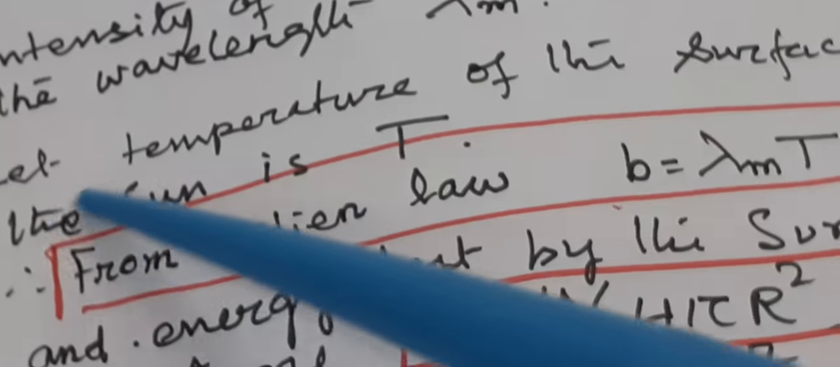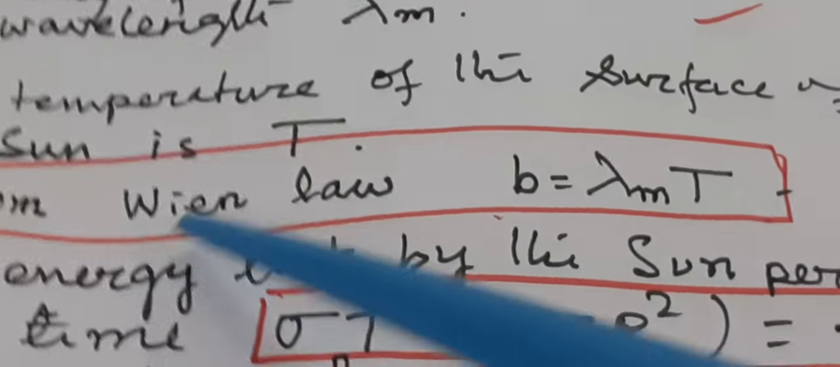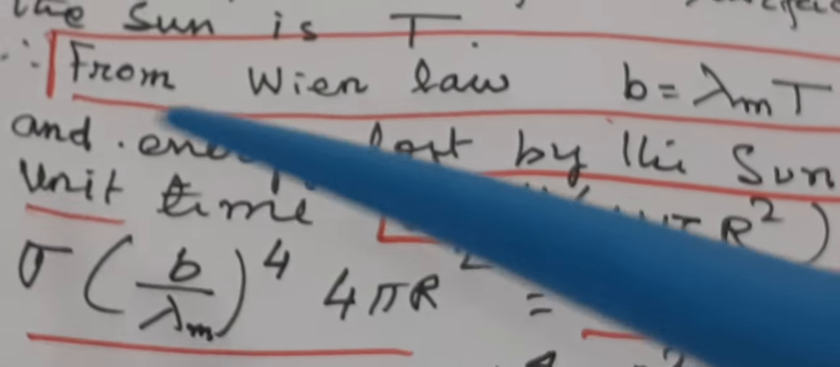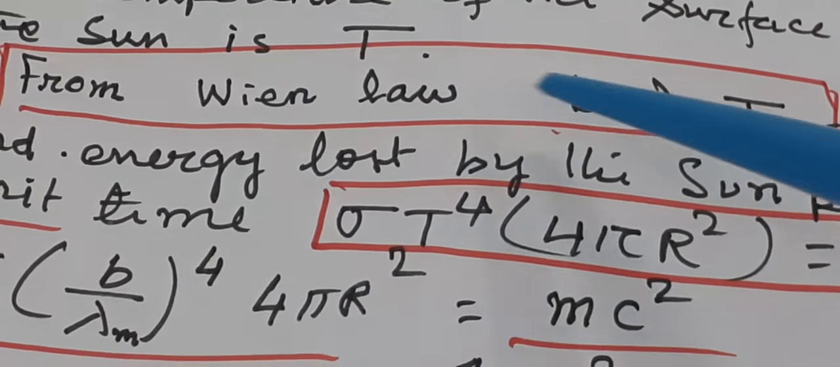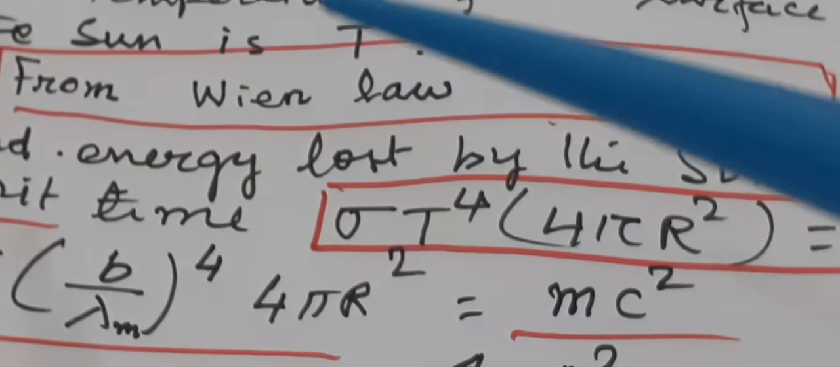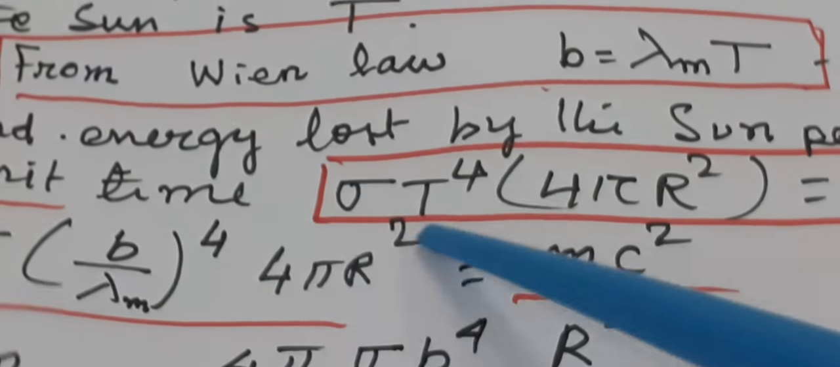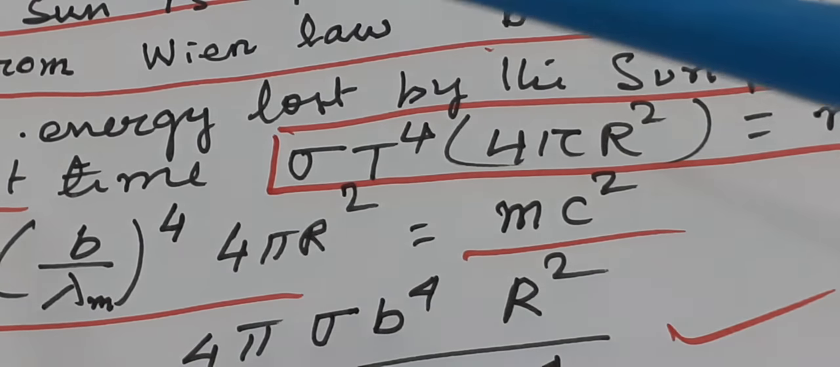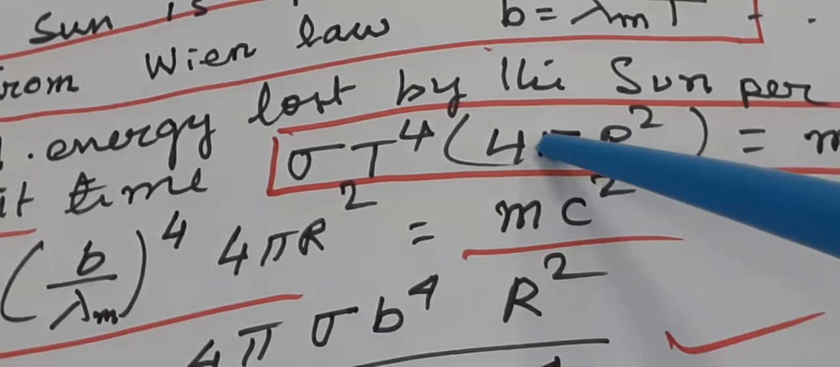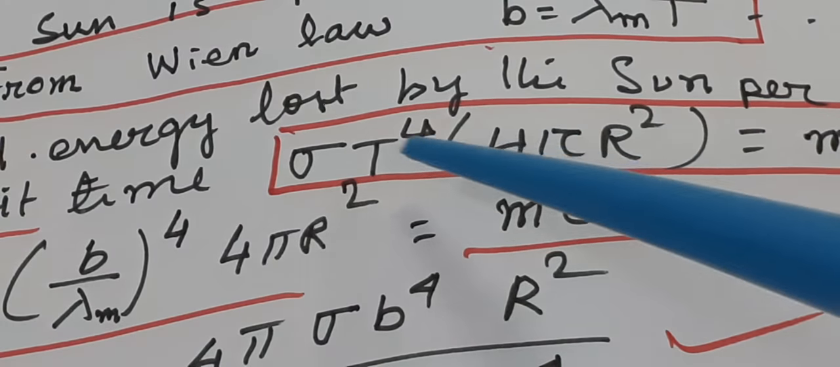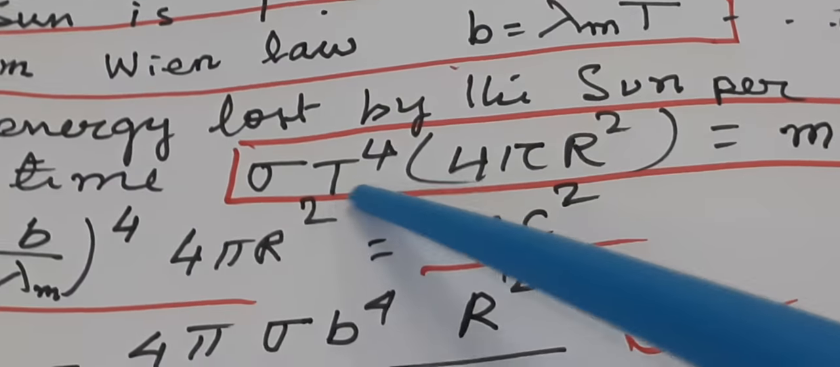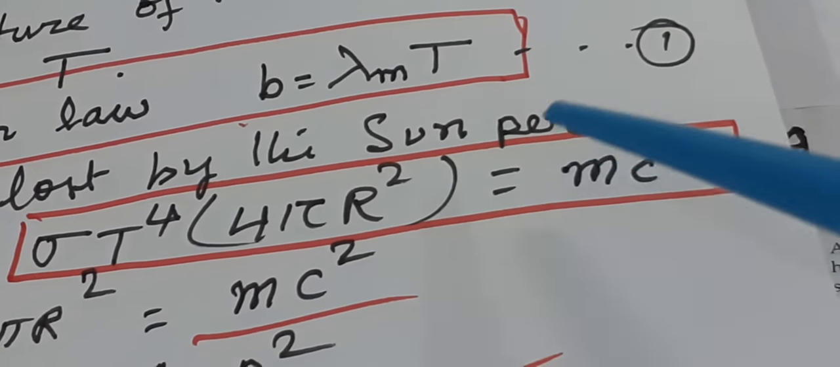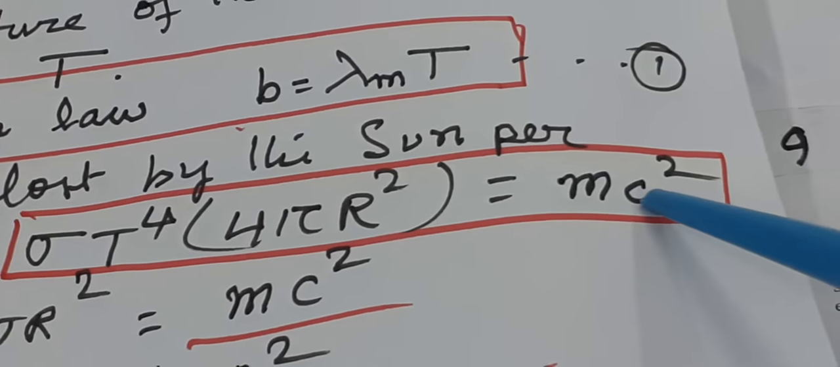Now let the temperature of the sun be T. Then from Wien's law we can write b equal to lambda suffix m into T. And from Stefan's law, we know the power expression, multiplied by area, will give energy per unit time. That will be sigma T to the power 4 into 4 pi r square, the surface area of the sun. That will give energy per unit time. And this energy per unit time, we can equate with Einstein's energy equation, that is m c square.